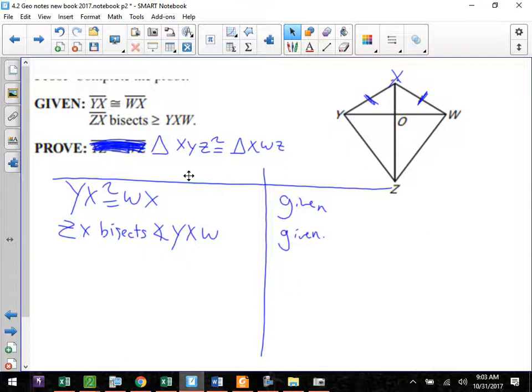So in this case, we have ZX. ZX is going up and breaking out. What are the two angles that are congruent? Yeah, Josh. Okay, XYZ, that's this one, and XWZ is this one. ZX is going here, and it's bisecting that angle.